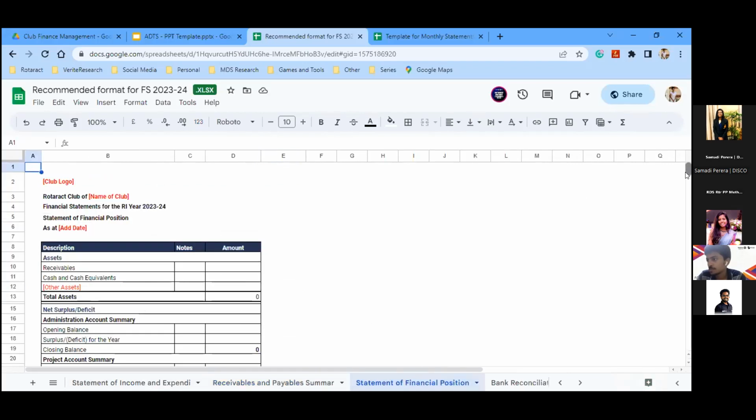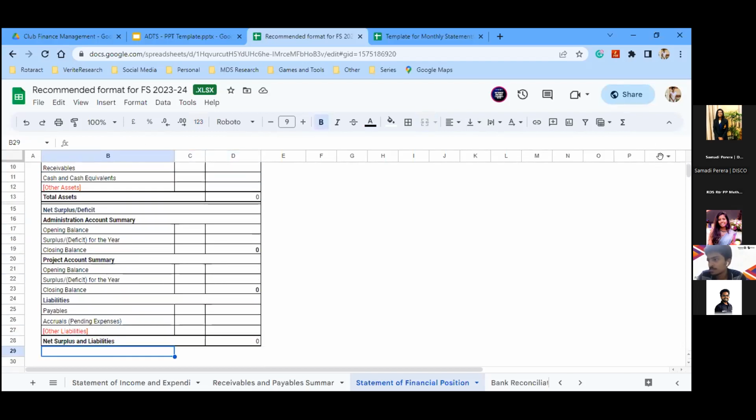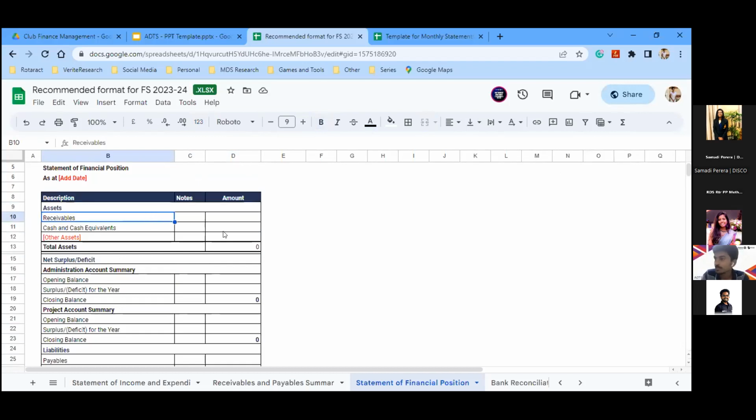When we move on to the statement of financial position, it mainly shows two aspects of an organization. Especially when it comes to Rotaract, it's assets and liabilities that it shows. In assets, receivables is actually an asset because it's money that you're owed. It's money that you're going to get. It's something good for you. So whatever your total receivables that we previously calculated, you put it here. Say it's 500,000. Cash and cash equivalents.